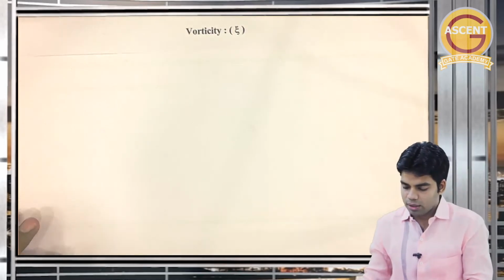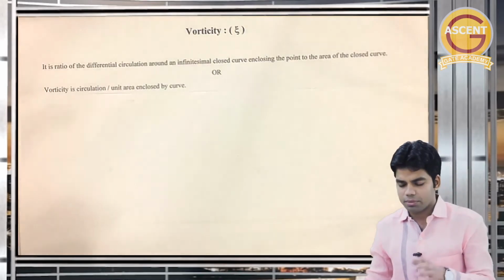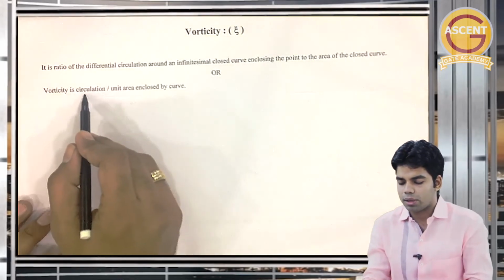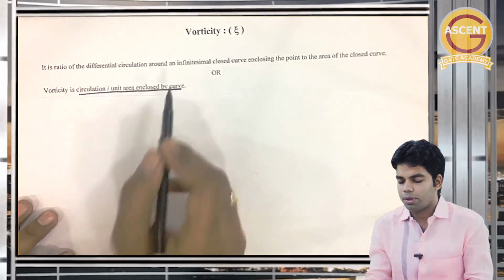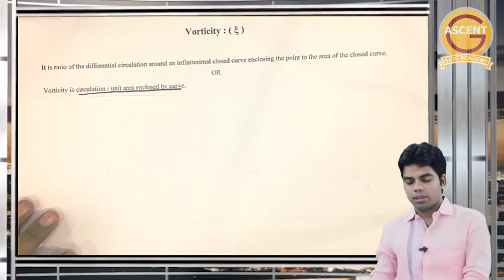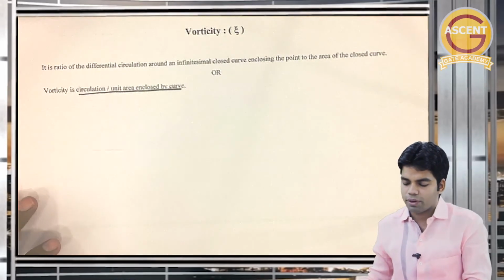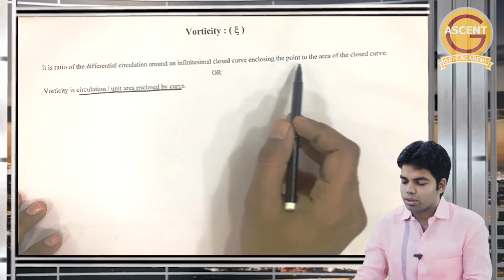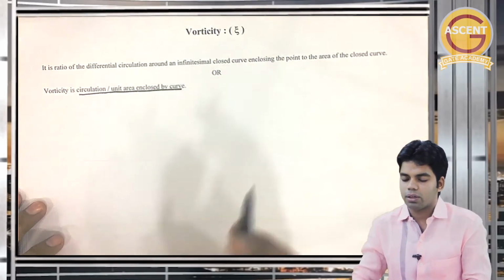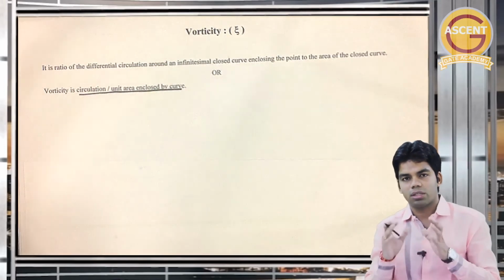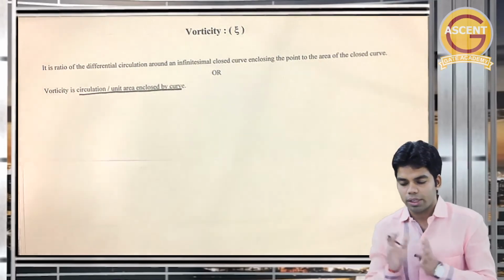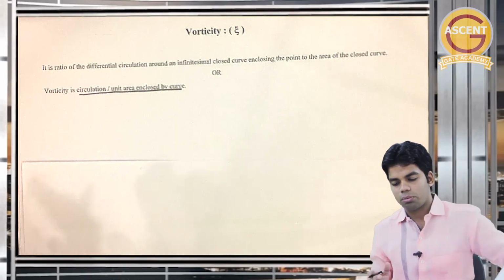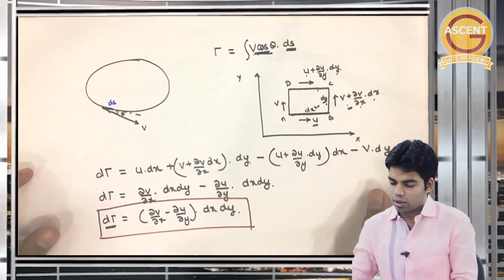Now what is vorticity? Vorticity in simple terms, if I define, vorticity is the circulation per unit area enclosed by the curve, or you can say it is the ratio of differential circulation around an infinitesimal closed curve enclosing the point to the area of the closed curve. That means you just have to take the ratio of circulation to area. Okay, so we will discuss the same case as I told you about this rectangular element.